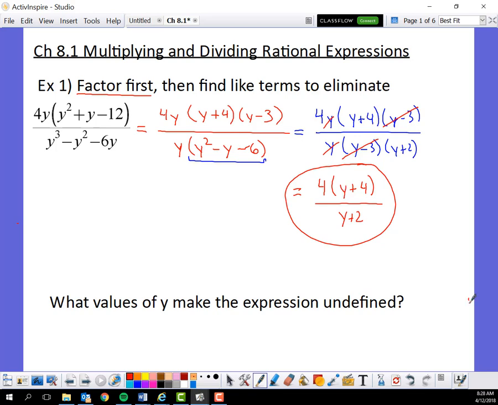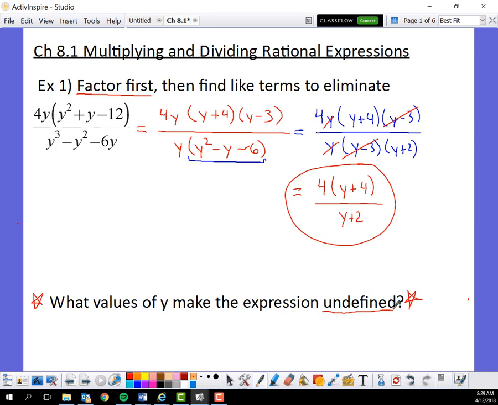Now, this last question here on this particular example is super critical, not so much for 8.1, but this is going to be a really important question to answer as we get further in Chapter 8. What values of y make the expression undefined? Well, in order to do that, you've got to understand what it means for a fraction to be undefined. A fraction is undefined when your denominator is 0.